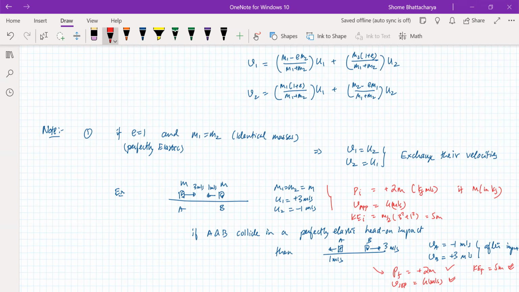So this is the first special case that we should remember, that if a perfectly elastic collision of identical masses happens, then they exchange their velocities after impact.